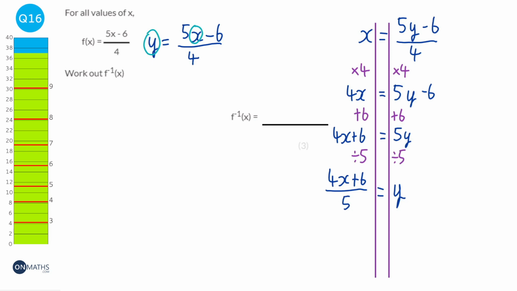And we use y as a replacement for the inverse function of x. And so we're just going to say the inverse function of x, which is what that minus 1 means. It means inverse, equals 4x plus 6 over 5.